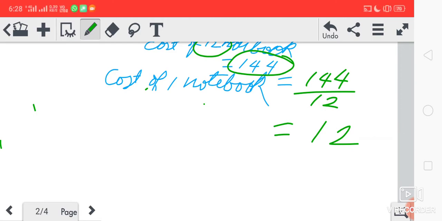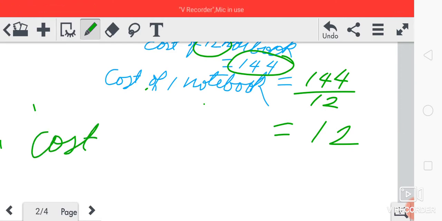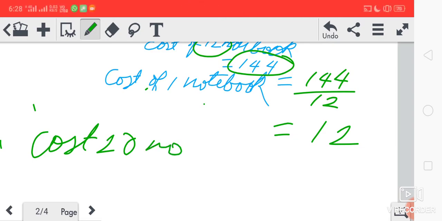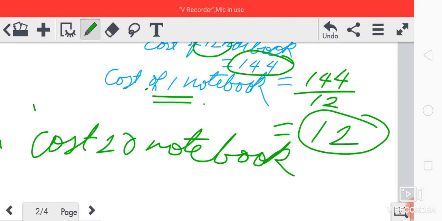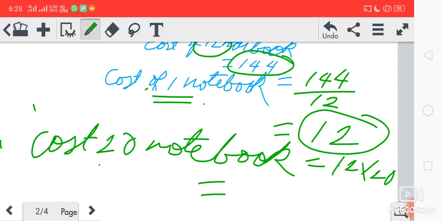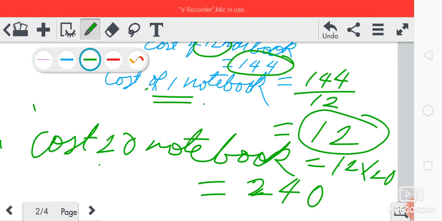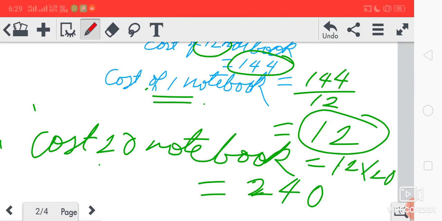Okay, so now cost of 20 notebooks. Cost of one notebook we have got how much? 12 rupees. Now the price of 20 notebooks will be equal to how much? 20 into 12. Now 12 into 20, if you multiply, how much will you get? 240 rupees. Okay, so once again from the beginning I am explaining how we are doing it.